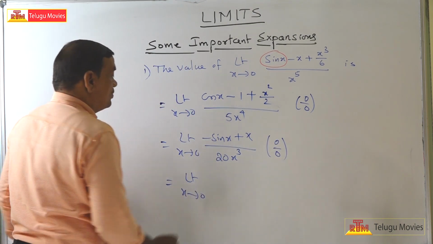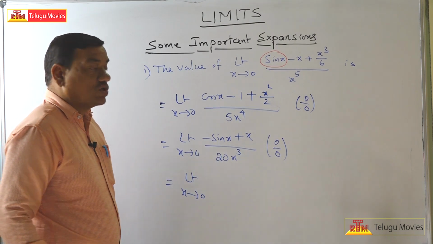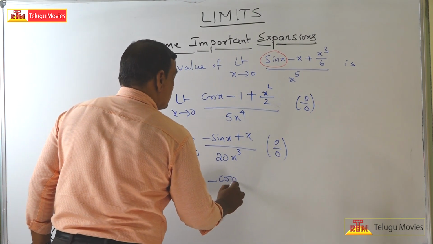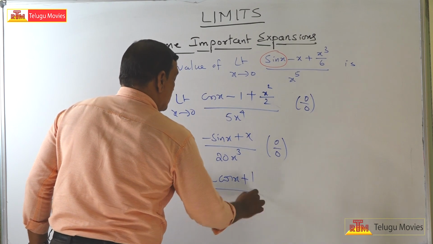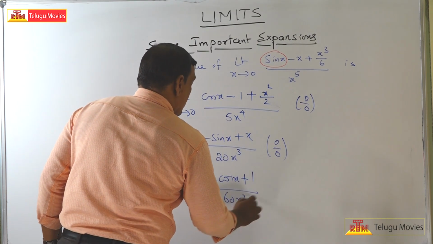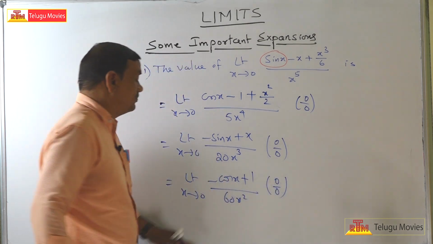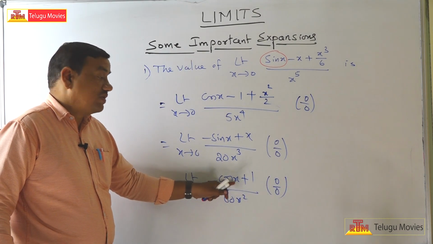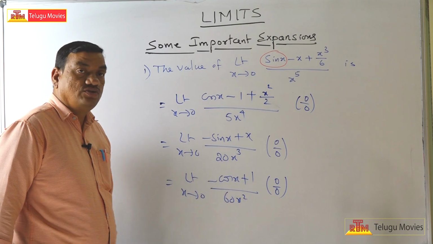Limit x tends to 0. Sin x derivative is cos x, minus cos x, plus x derivative is 1. Here, how much? 60x square. Still you are getting 0 by 0. Why? Cos 0 is 1, minus 1 plus 1, 0, here also 0.